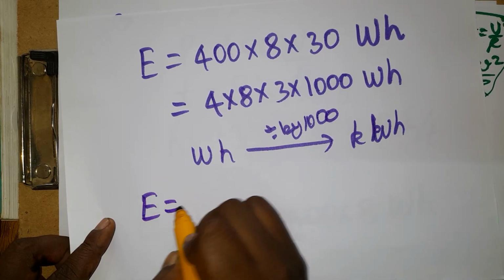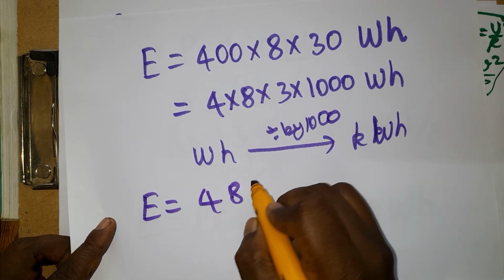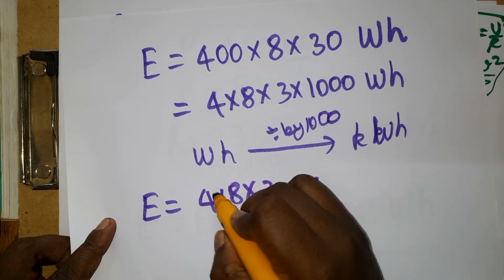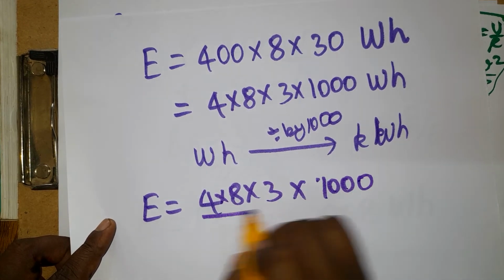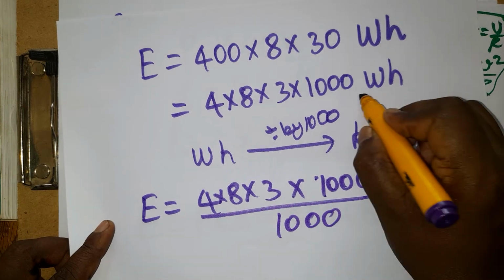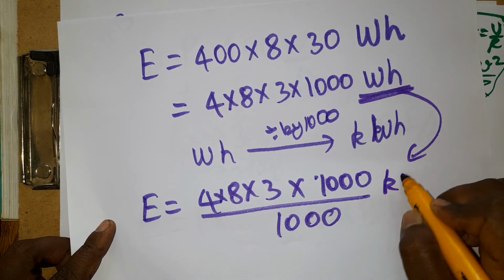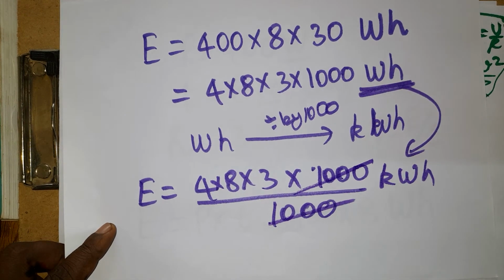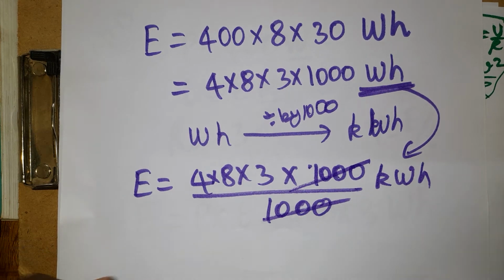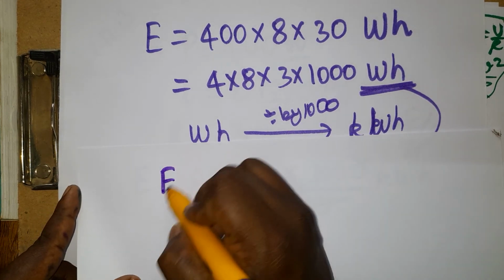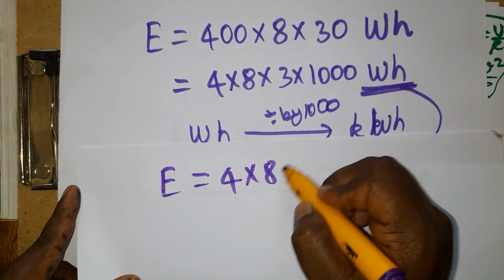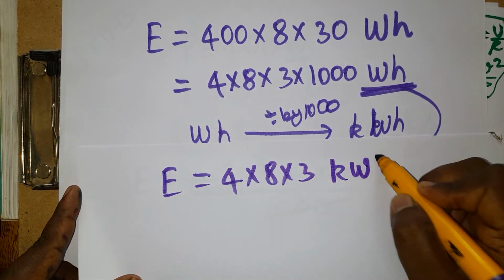Okay, energy in kilowatt hours: 483 into 1000 divided by 1000. The unit watt hour is converted to kilowatt hour, so the 1000s cancel and the remaining value is 483. Energy is equal to 4 into 8 into 3 kilowatt hour.